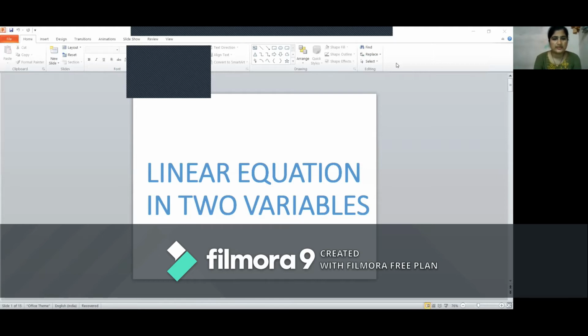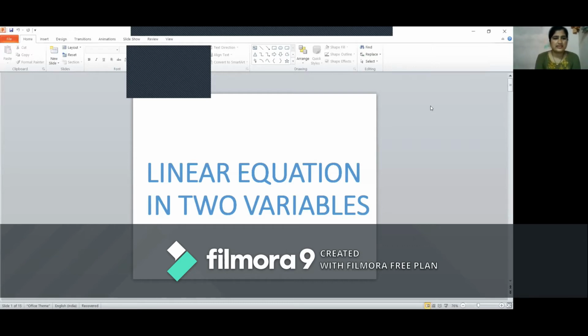Now today's topic is the linear equation in two variables. I have taken this topic from SSC Mathematics, from Maths 1. This is the first topic of Maths 1 from the SSC board, that is, linear equation in two variables. So let's see what a linear equation in two variables is. Let's see the definition.